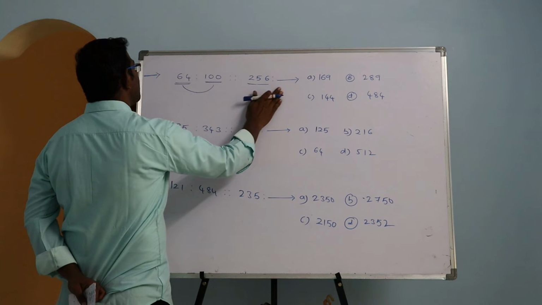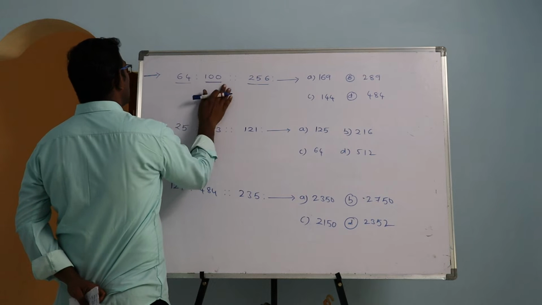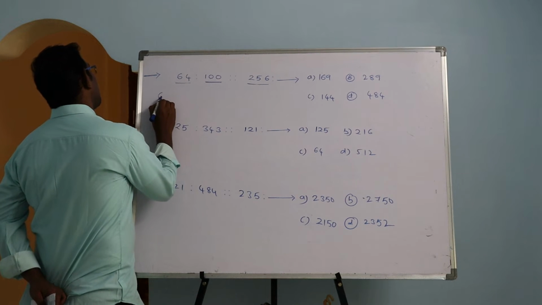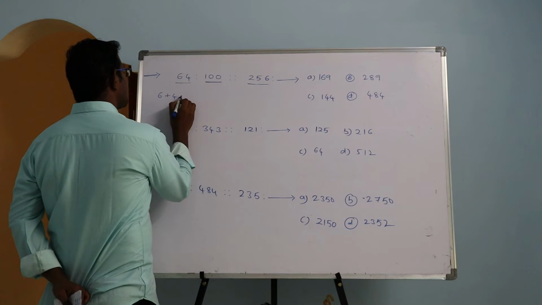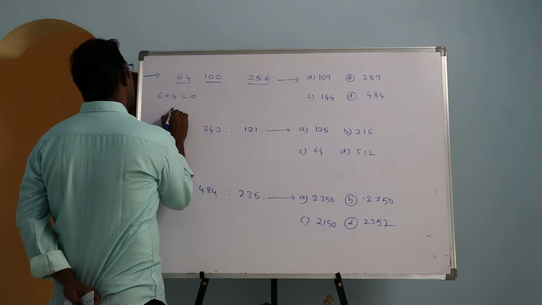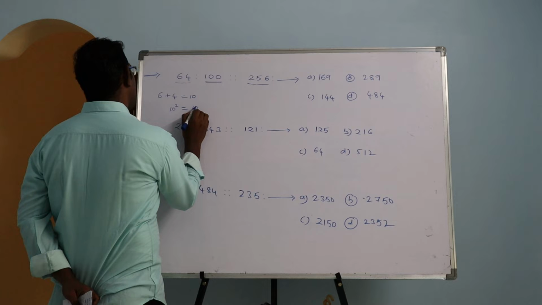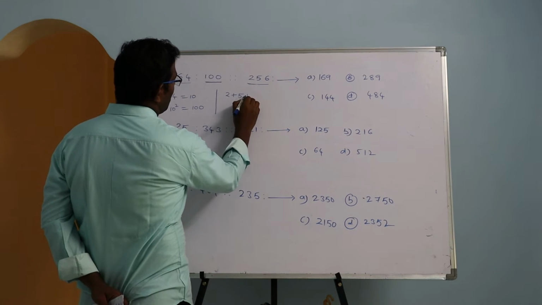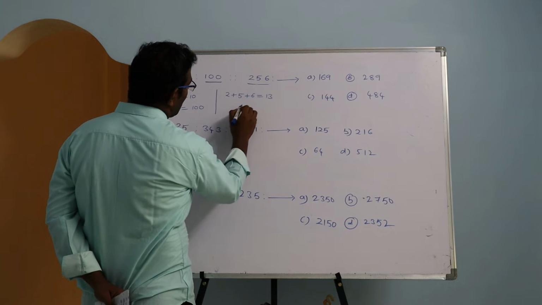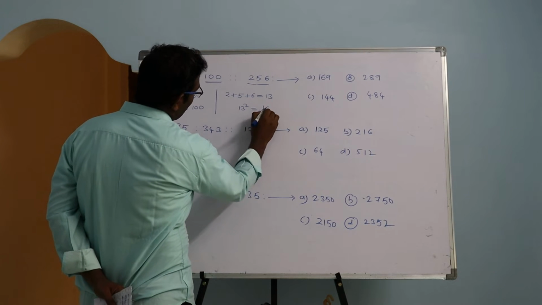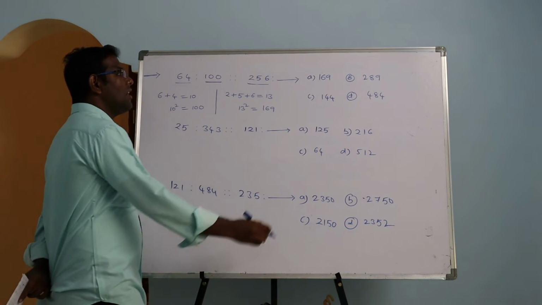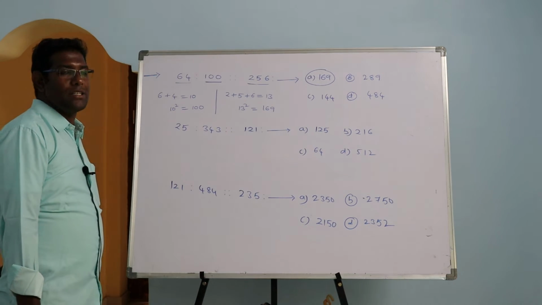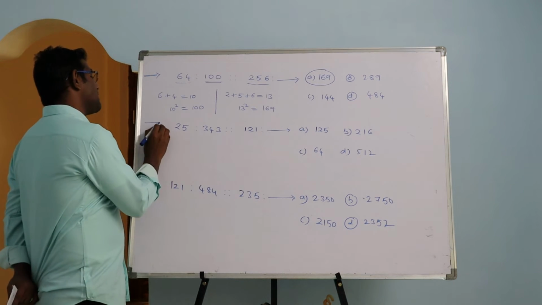What's the relation between 64 and 100 now? 64 can be written in the form of 6 plus 4. How much, sir? 10. What about 10 square? 10 square means 100. In the same way 2 plus 5 plus 6, how much, sir? 13. What about 13 square? 169. Is 169 in option A? 169 is in option A. Right sir, next bit, sir.